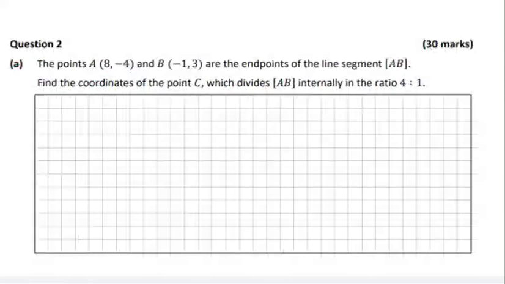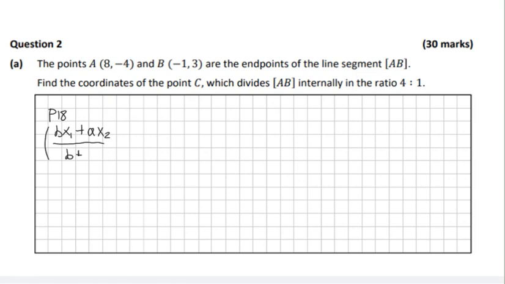We have 2 points A and B, and we need to find an internal point which will provide a ratio of 4:1. So we need to use the formula in the log tables of subdivision of a line segment. So page 18, and let's write it out. We have bx1 plus ax2 over b plus a, and again by1 plus ay2 over b plus a.